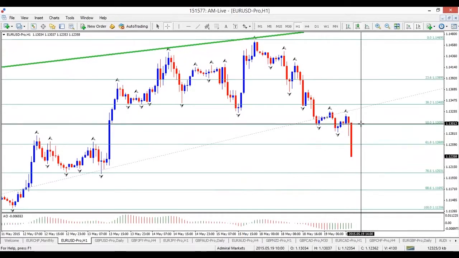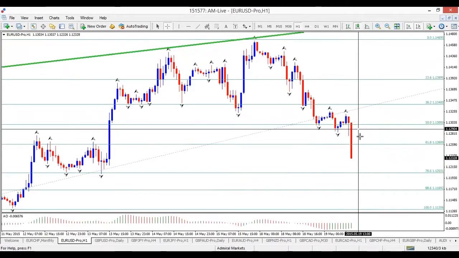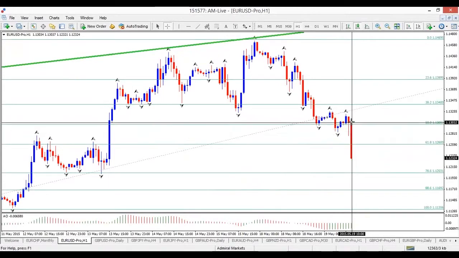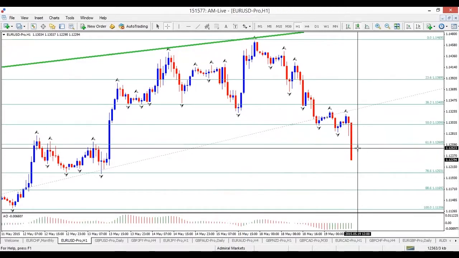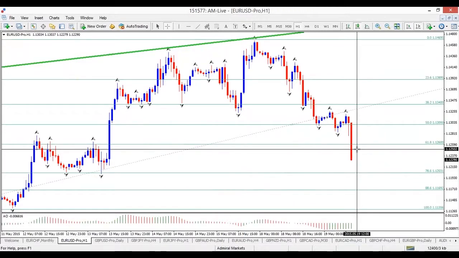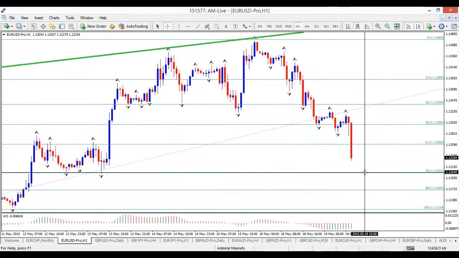So at this moment, the problem with today is that it is the start of the London session, so we'll have to see how this reacts. It seems very full of momentum at the moment. So at this point in time, it's probably better to see how the first hour of London closes at the top of the hour, I would say.